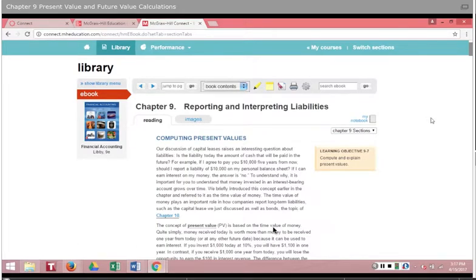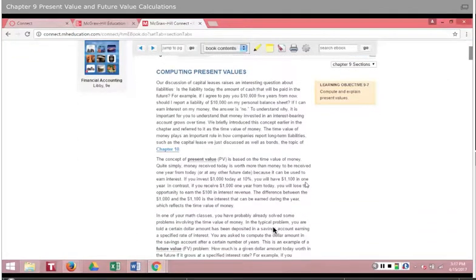We'll look at the tables in Appendix E very shortly. That's at the very end of the book, just before the glossary and index. First of all, present value is the value of an amount or amounts received in the future at today's value.